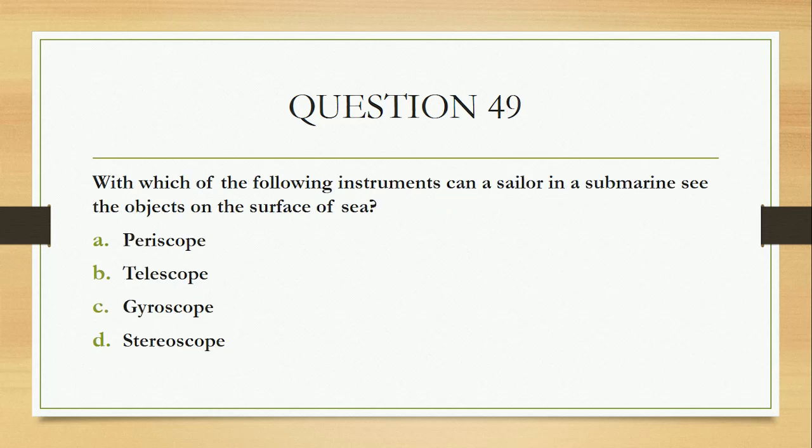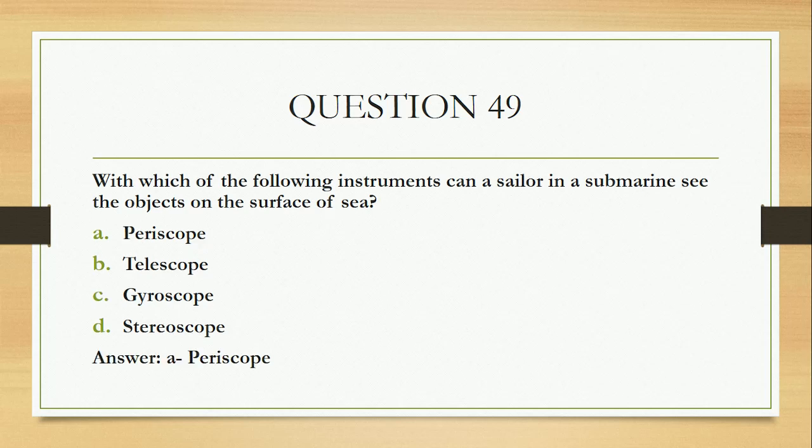Now the next question is, with which of the following instruments can a sailor in a submarine see the objects on the surface of the sea? Option A, periscope, option B, telescope, option C, gyroscope, or option D, stereoscope. And the correct option is option A, periscope.